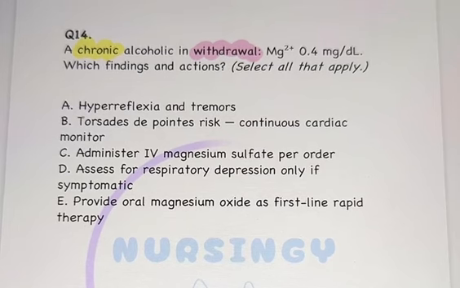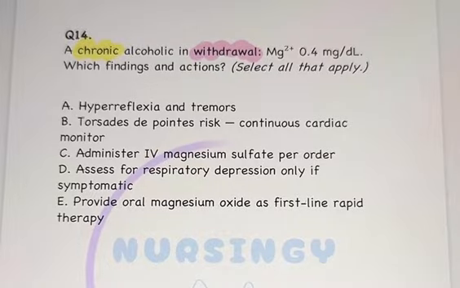Hypomagnesemia, we already discussed, because with chronic alcohol use, that does impair the kidney function, and then there will be less magnesium reabsorption, and it will increase the renal excretion of magnesium. So 0.4 is critically low.